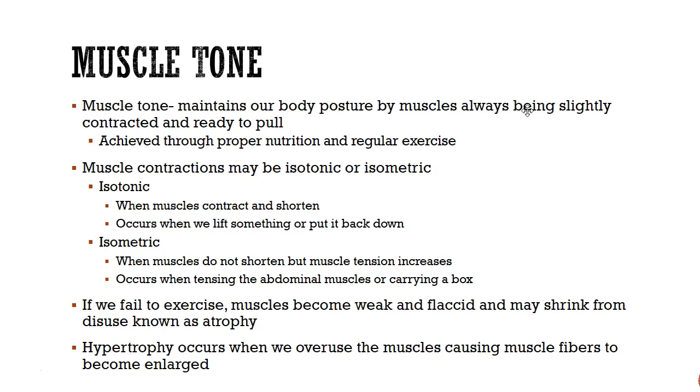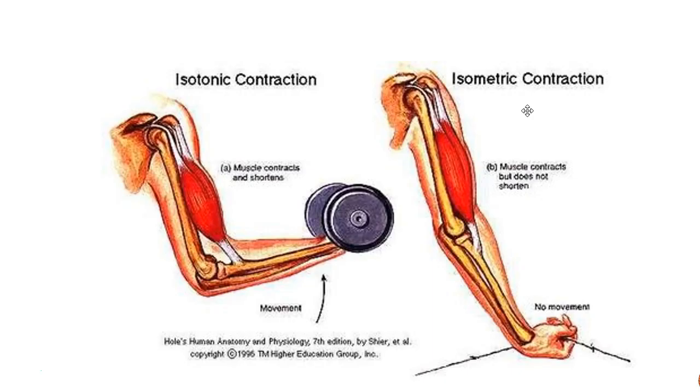We're not really shortening the muscle, but we are generating force. Or if you're pushing against a wall, that would also be a type of isometric contraction because you're pushing on the wall, but it's not moving. So here is an isotonic contraction on the left and an isometric contraction on the right.